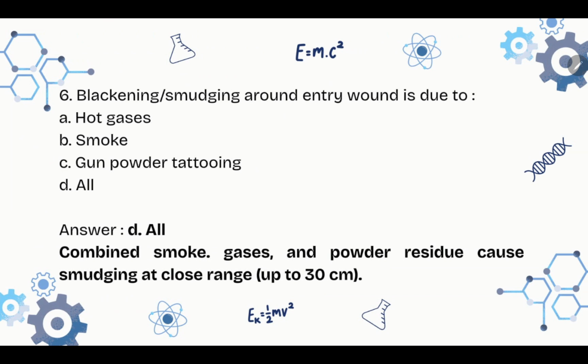Six, blackening or smudging around an entry wound is due to. The correct answer is option D, all. Blackening is caused by a combination of hot gases, smoke, and gunpowder residue, usually seen in close-range firing.